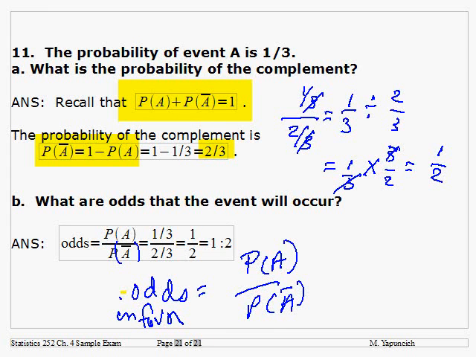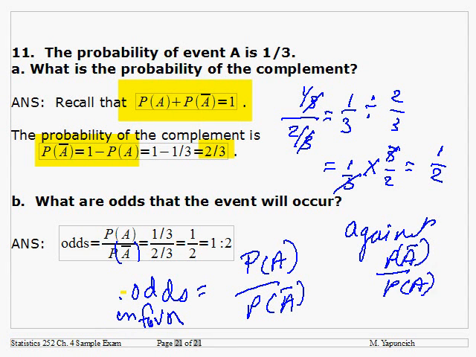What are the odds against? The odds against the event occurring are the probability of the complement divided by the probability of A. In this case, it'd be 2 to 1 that the event won't occur. And that's the end of the test for Chapter 4 for statistics.